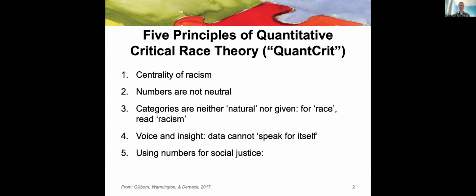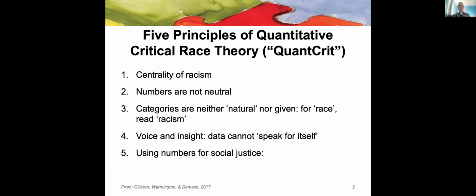Number three, categories are neither neutral nor given. As you have heard me say before, when we read race, we need to really understand it as racism. It assumes a fixed quality of a person, or that they lack it, and that's not true. These are constructs that are important for all of us to keep in mind, a socially constructed idea. So you can't just say, well, due to race, we see these differences. No, it's due to racism that we see such differences.